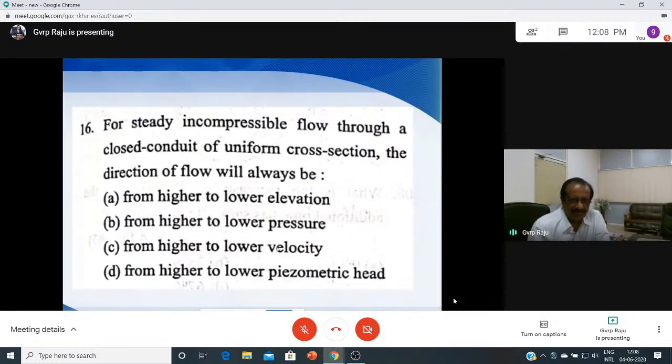So he has given all these things here, from higher to lower piezometric head. This is a very important question which requires some understanding and some intelligence. So 16, the answer is D. That means the flow is from higher to lower piezometric head as the velocity is same. So this uniform cross section has been given a lot of weightage, you need to understand that. The total head you need to understand, and piezometric head you need to know, and the total energy. And the answer for 16 is D.